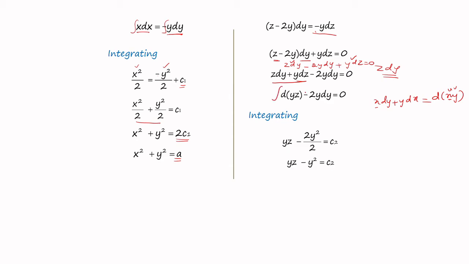So integrating this, you have these two terms, integration and differentiation get cancelled. yz alone is present here, minus 2 into integration of y dy, which is y squared by 2, plus a constant of integration, and here this 2 gets cancelled. So yz minus y squared is equal to c2, and we can take this to be some constant b. yz minus y squared is equal to b. Okay, so we get two independent solutions.